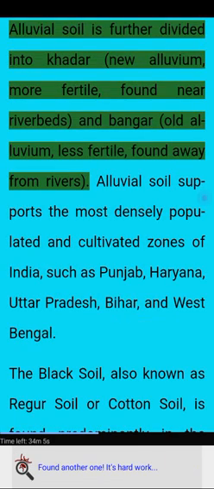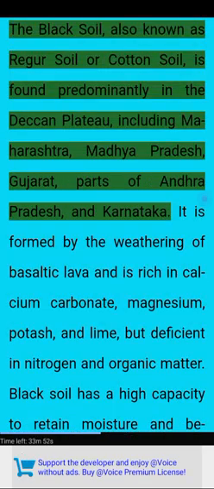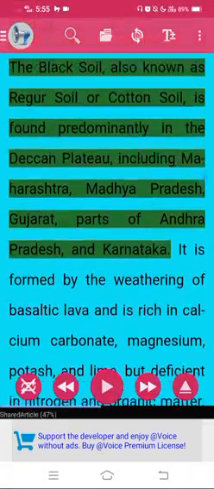Alluvial soil is further divided into Khadar, new alluvium, more fertile, found near riverbeds, and Bangar, old alluvium, less fertile, found away from rivers. Alluvial soil supports the most densely populated and cultivated zones of India, such as Punjab, Haryana, Uttar Pradesh, Bihar, and West Bengal. The black soil, also known as Regur soil or cotton soil, is found predominantly in the Deccan Plateau.